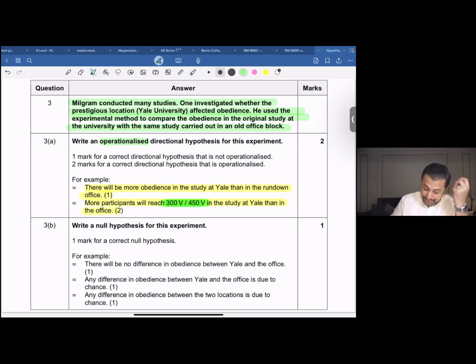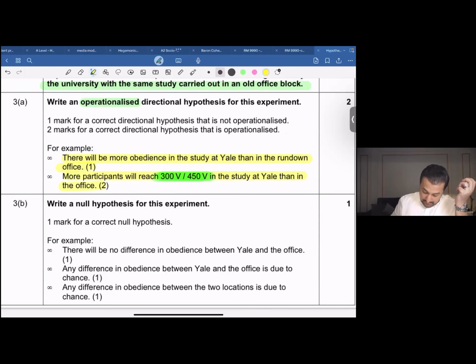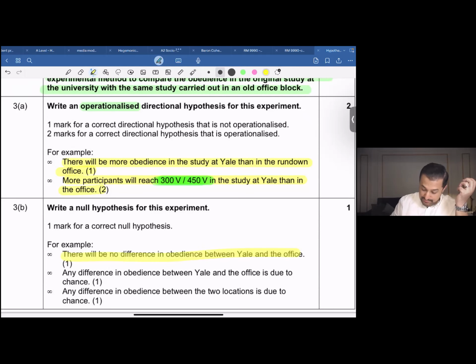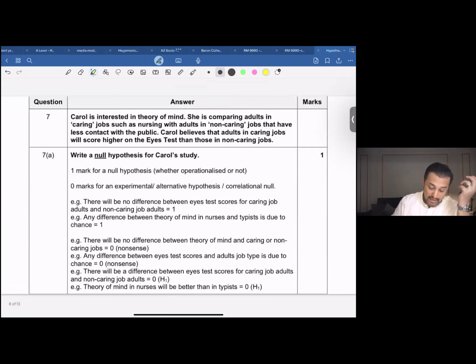Another example, write a null hypothesis for this experiment. A 1 mark question: there will be no difference in obedience between Yale and the office, or any difference in obedience between the two locations is due to chance. The next question over here, Carol.